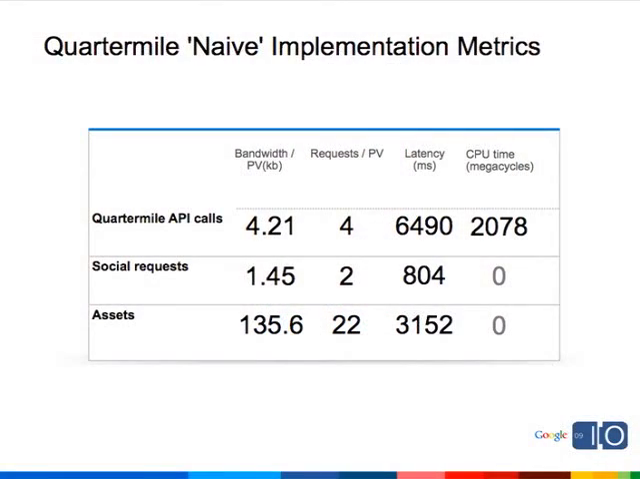So here are the raw numbers for the naive implementation. What we did was we wrote this application as if you had just read the OpenSocial tutorial for the first time, and you just started writing this app, and you threw everything in there and got it together. You can see that we broke it down again through API calls to the quarter-mile backend, through social requests to OpenSocial, and then image and CSS and JavaScript. And finally, the only metric which actually has a server processing metric is API calls to the quarter-mile backend, because the rest of it is pretty much free for our server.